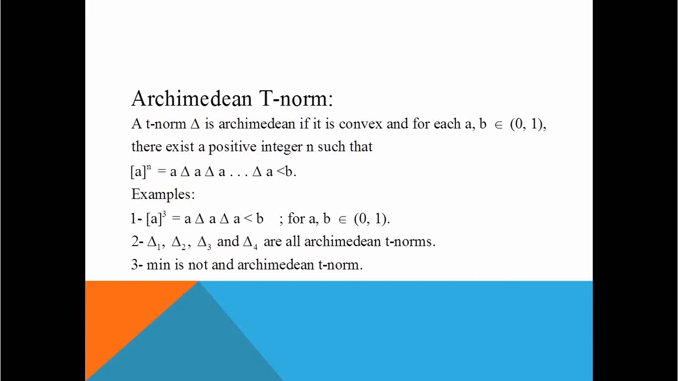Second, delta 1, delta 2, delta 3, delta 4 are all Archimedean T-norms, because these all satisfy this property of the Archimedean T-norm. Min is not an Archimedean T-norm. It is also an example of a T-norm which is not Archimedean, as we can see that it is min.